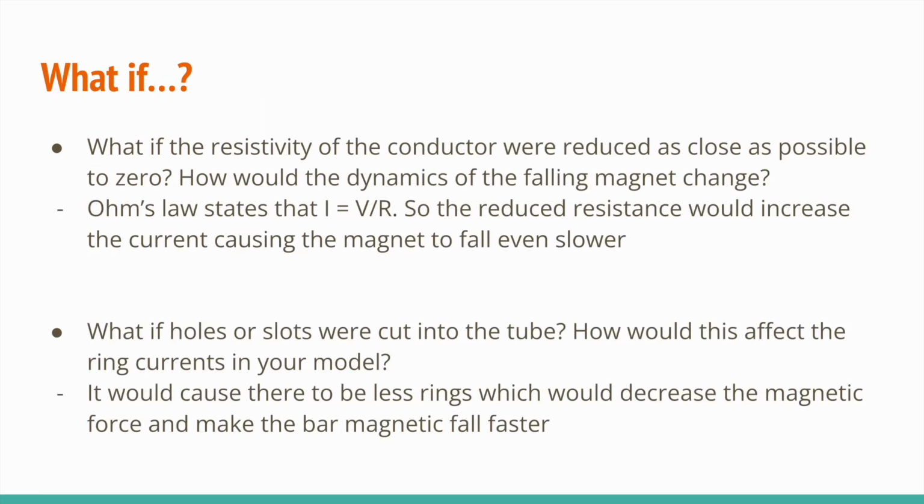If the resistivity of the conductor were reduced as close as possible to zero, it would have increased the current according to Ohm's law, which states that current equals voltage over resistance. And then an increased current would have caused the magnet to fall even slower. If holes or slots were cut into the tube, this would have caused there to be fewer rings, which would decrease the magnetic force and make the bar magnet fall even faster.